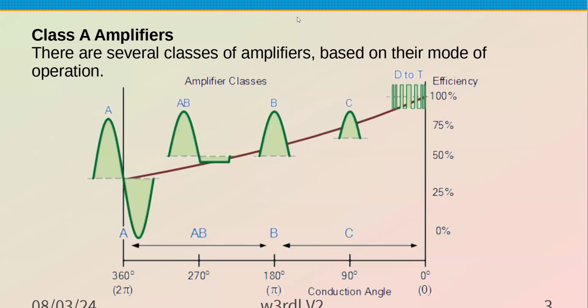Then you have a type C, which is typically an RF amplifier, and you need a tuned circuit. So it only amplifies maybe a quarter of the cycle. And you send that pulse into the tuned circuit at the resonant frequency of the circuit, so it continues oscillating. It can act as an amplifier at a very high efficiency, but with a lot of distortion.